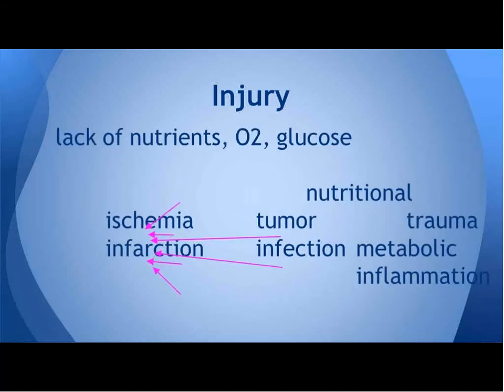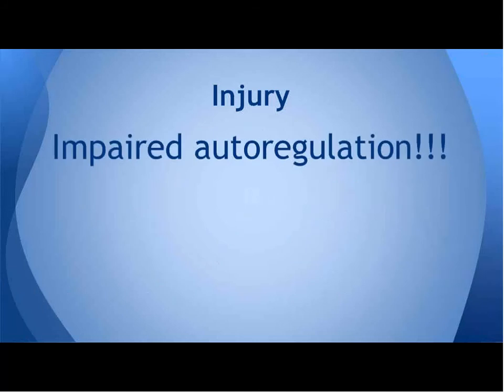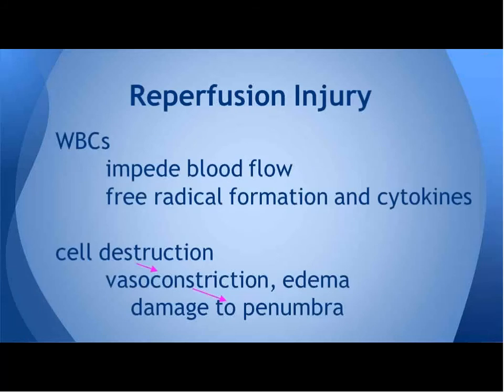So the injury: lack of nutrients, oxygen, glucose, nutritional or B12 deficiencies, tumor, trauma, infection, metabolic inflammation, all leads to ischemia and infarction. And then you have impaired autoregulation. Reperfusion injury, we'll talk about this a lot.